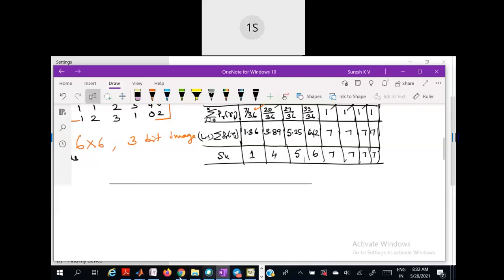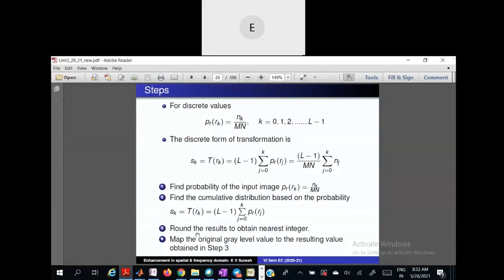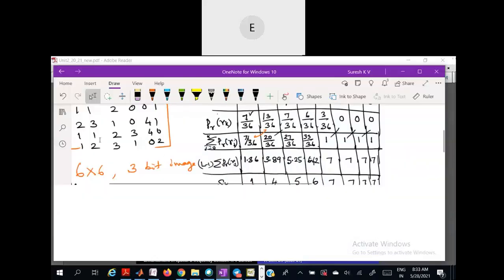Okay. So now what you got is the rounded results. Finally, map the original gray level value to the resulting value obtained in step 3. So now what you have to do is just map this.